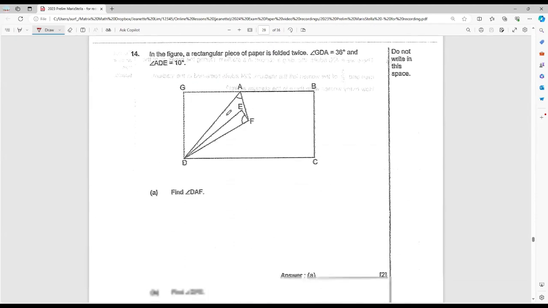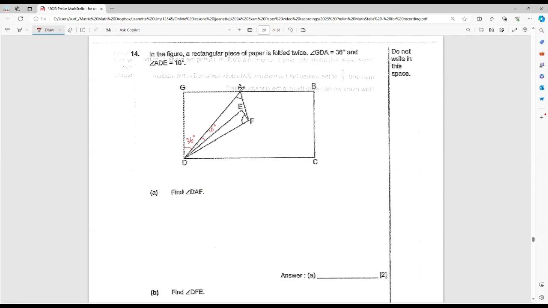Question 14. In the figure, a rectangular piece of paper is folded twice. So we have GDA, which is 36 degrees, and we have ADE, which is 10 degrees. Find DAF, the first marked angle, and then part B is the second marked angle.